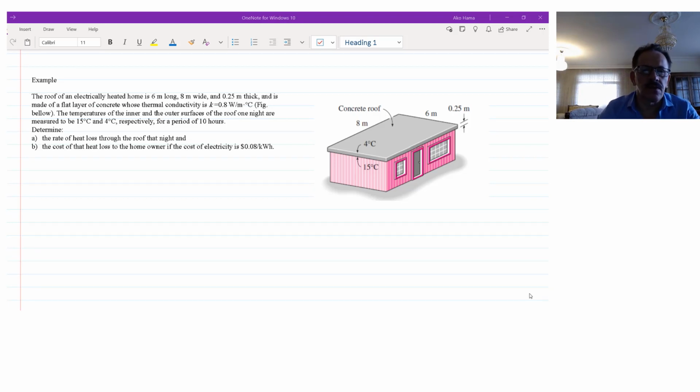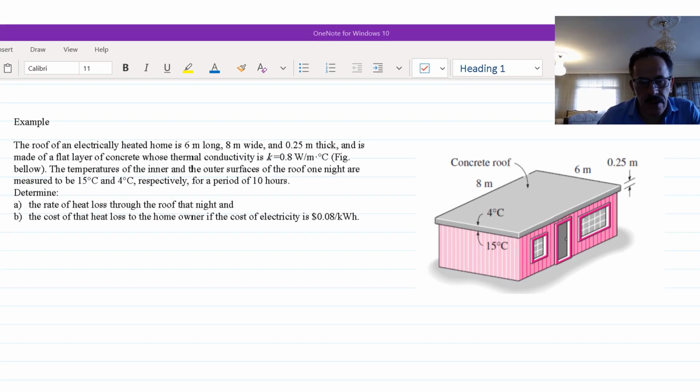As an example of heat loss or heat transfer due to convection, this is an example where we have the roof of an electrically heated home. We have this home.